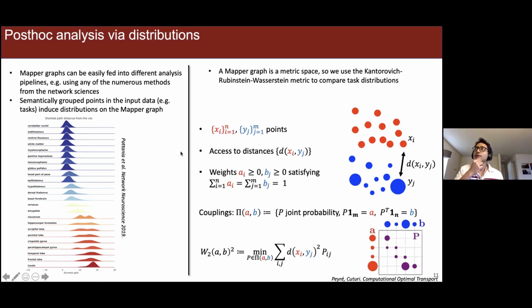So the formal framework for studying distributions in a Mapper graph really calls for, in some sense, perhaps optimal transport. The idea is that a Mapper graph is a metric space with a geodesic distance, so we can use the Kantorovich-Rubinstein, or Wasserstein, metric to compare the distributions of the different tasks. And so what this metric is is as follows. Suppose you have a bunch of points in some metric space, and the points have distributions on them.